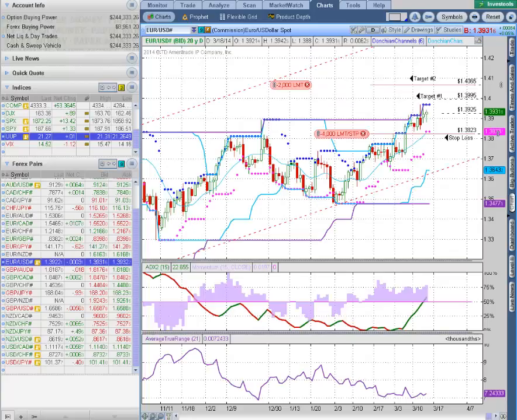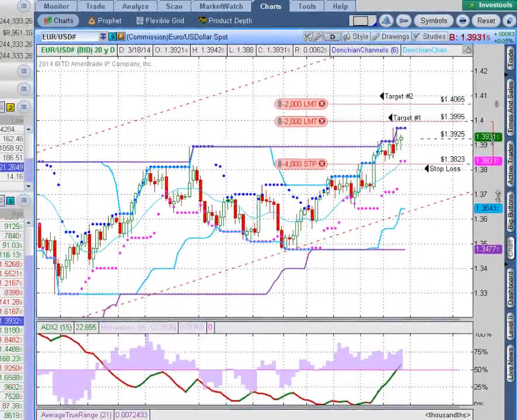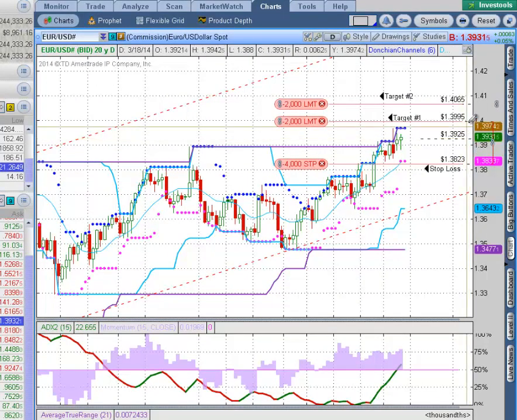Let's first look at the price chart of our open trade on the Euro US dollar. As you can see, we're long 4 micros at 1.3925. Target number 1 is 1.3995 and our stop loss is at 1.3823.